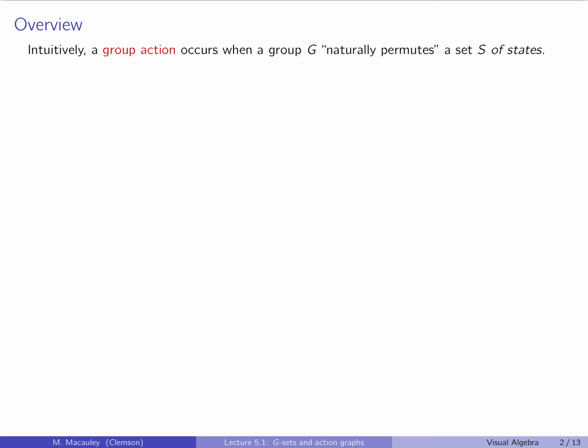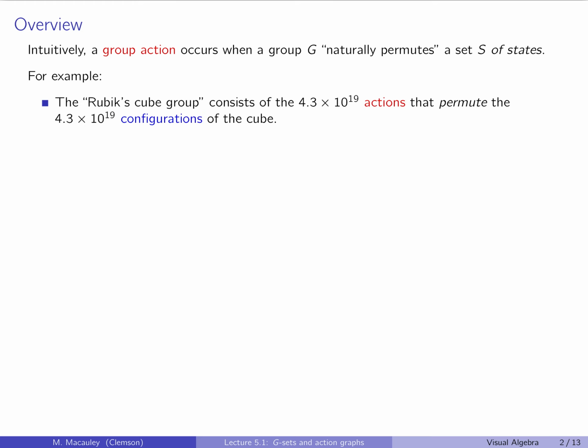Intuitively, a group action occurs when a group G naturally permutes a set S of states. For example, the Rubik's Cube group that we saw in the very first chapter consists of the roughly 4.3 times 10 to the 19 actions, and these permute the same number of configurations of the cube.